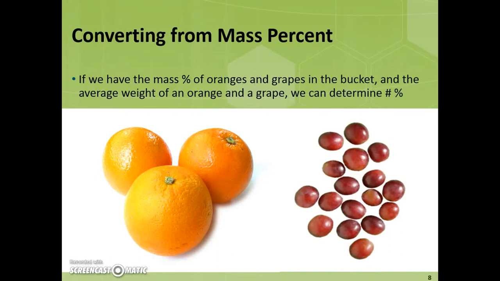And we'll achieve this by using the mass percent of, well, we can still keep our fruit metaphor here, the mass percent of oranges and grapes in a bucket of fruit. But if we know the average weight of an orange and the average weight of a grape, then we can determine the number percent rather than counting all the fruit.